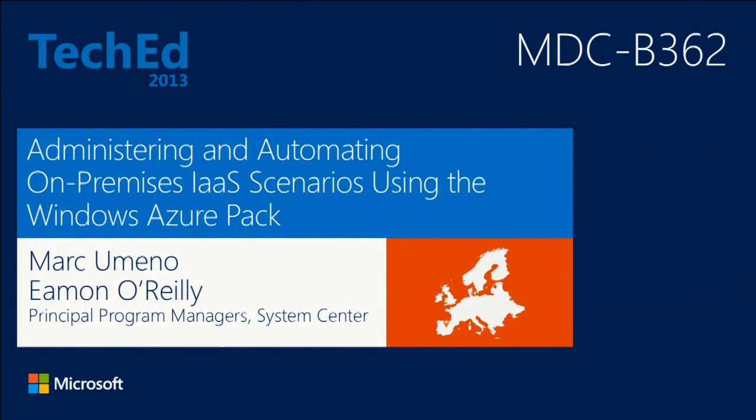And what we're going to do is go through the administration side of the Windows Azure Pack. We're talking mostly about the admin side. We're going to share some technical details about how the back end works and talk about how to set things up and how you can administer services and especially automate them. And Eamon will spend a lot of time showing you some of the really powerful capabilities that are new for the R2 wave.